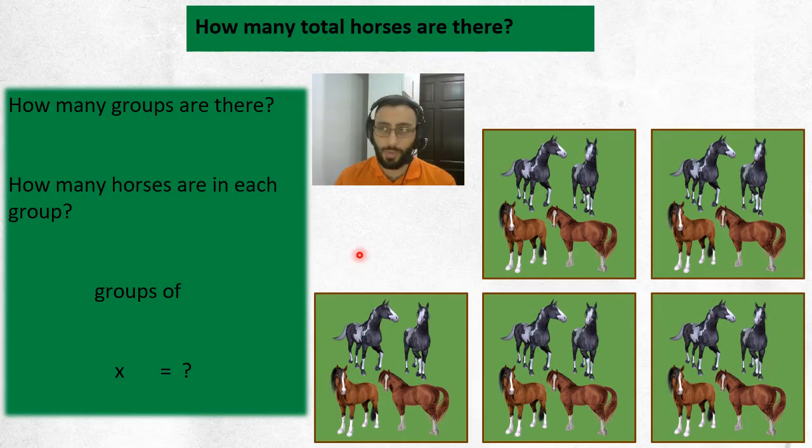Let's see another one. How many total horses are there? Oh, so many. 1, 2, 3, 4. No, no, no. Let's do it. First question. How many groups are there? 1 group, 2 groups, 3 groups, 4 groups, and 5 groups. So there are 5 groups. How many horses are in each group? 4. 1, 2, 3, 4.